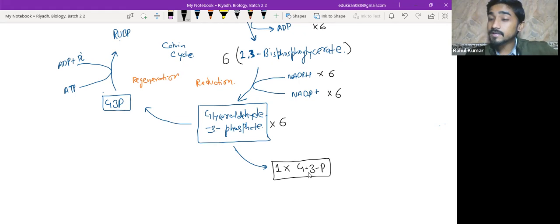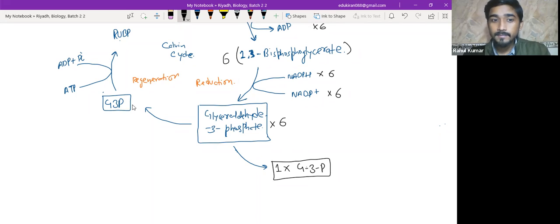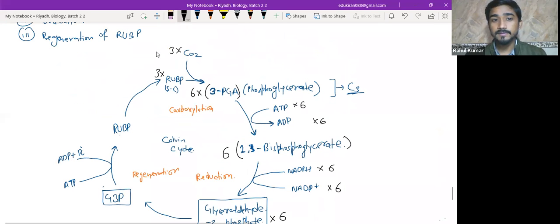So only one molecule is allowed to leave, because when one molecule leaves, how many carbons will leave? Come on. How many carbons will leave? 3. 3 carbons will leave the system, correct? G3P has 3 carbons, correct? Yes, sir. So 3 carbons will leave the system. How many carbons are left?